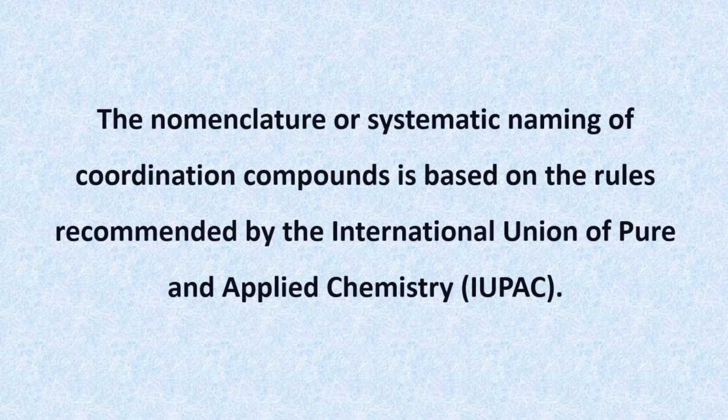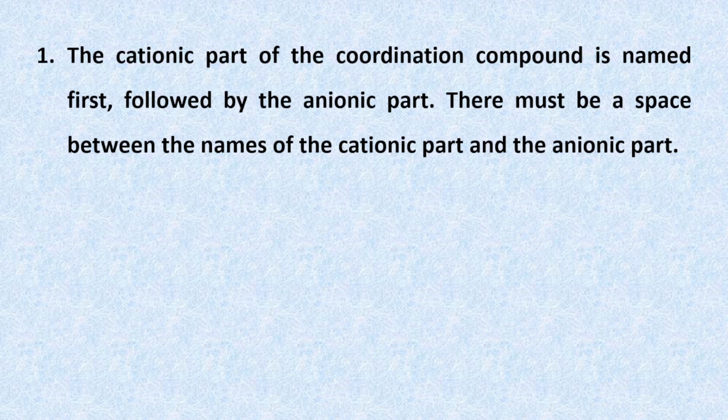The nomenclature, that is the systematic naming of coordination compound, is based on the rules recommended by the International Union of Pure and Applied Chemistry, also known as IUPAC. I have summarized the various IUPAC rules that must be followed while naming the coordination compound. Number 1. The cationic part of the coordination compound is named first, followed by the anionic part. There must be a space between the names of the cationic part and the anionic part.